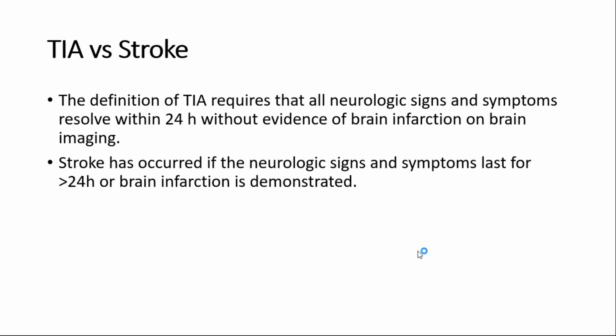One more entity is Todd's paresis. Todd's paresis is seen as hemiparesis or weakness of any part of the body after a seizure. That is, in the post-ictal period, the patient will develop weakness mimicking stroke or TIA. We have to think of seizure also whenever a patient presents with hemiparesis. Maybe it is a Todd's paresis. Usually Todd's paresis resolves within a day, but it can take up to 7 days to resolve.